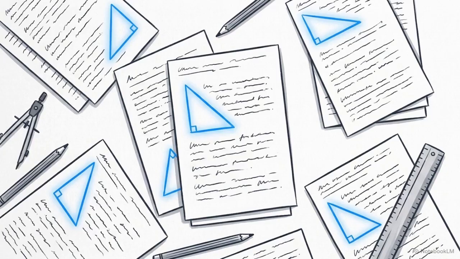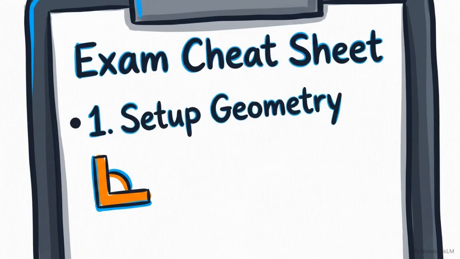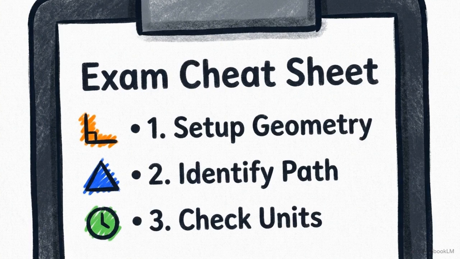While the numbers on the exam paper will change, the sequence of geometry and kinematics remains consistent. Here is your cheat sheet for this problem type. First, north and east directions form a right angle. Second, the straight route is the hypotenuse. Third, always match your final units to the options.